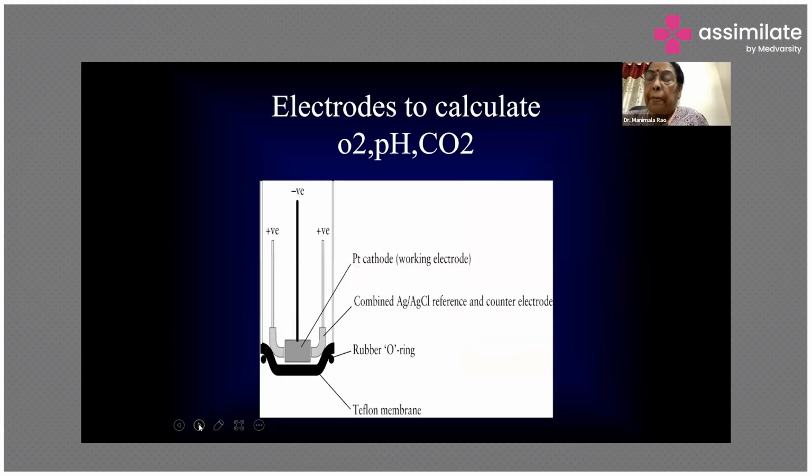So how do we measure this? These are electrodes which have a cathode and an anode, negative and positive electrodes. For pH, the hydrogen electrode, and for carbon dioxide, they are called different names. The pH electrode is the Sanz electrode, and the oxygen electrode is called the Clark electrode. When dissolved oxygen enters through the membrane, it is measured in the electrode.